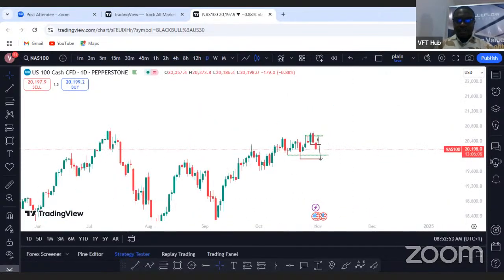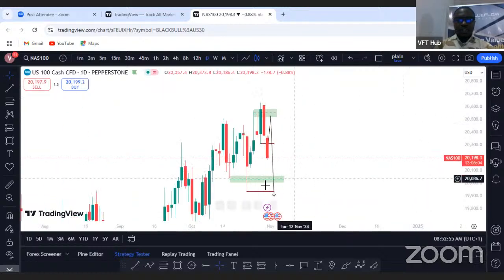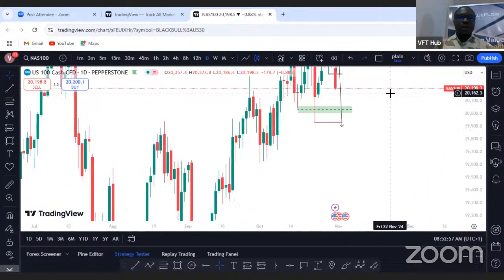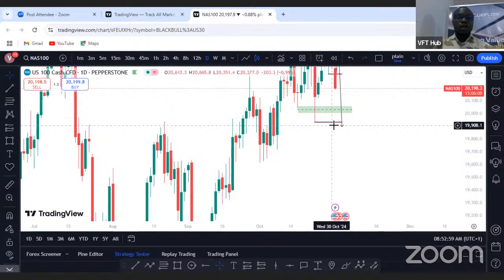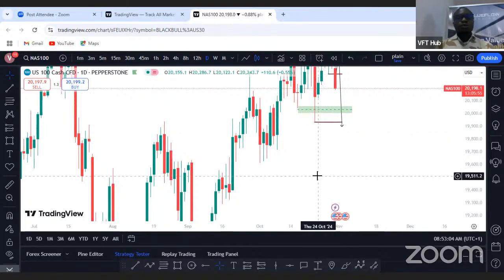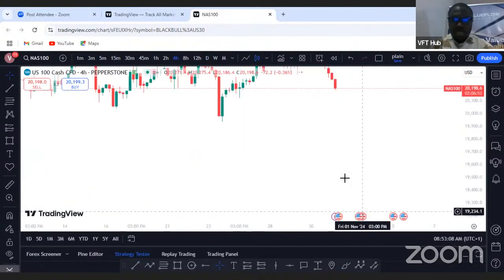Look at the daily time frame, right? This looks very, very bearish. We expect that price is going to clear this week. It's going to fill this week and then still continue printing to the downside. So that's the buy on the 4-hour time frame.